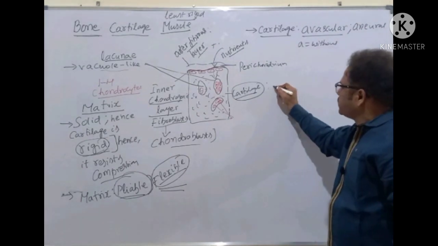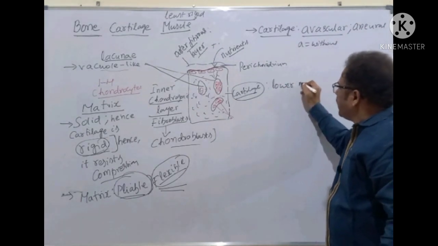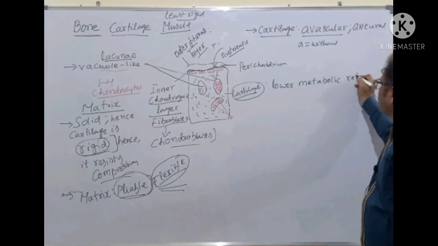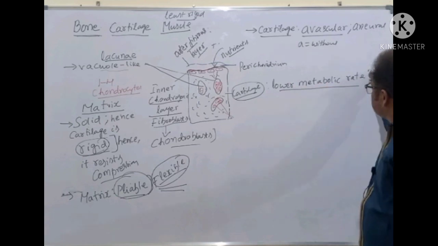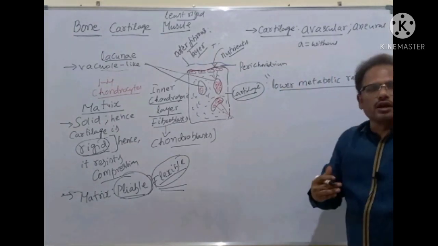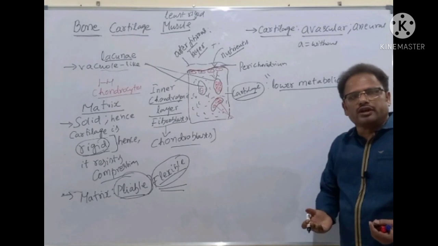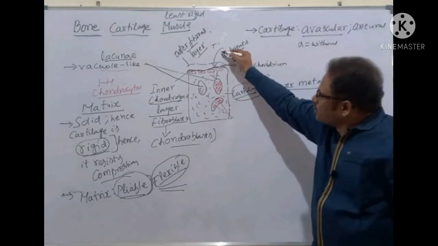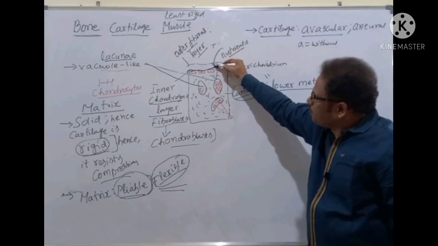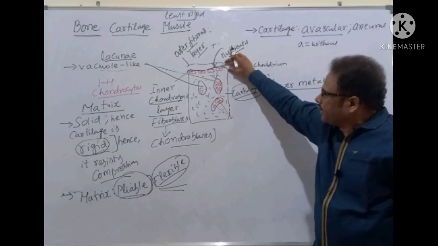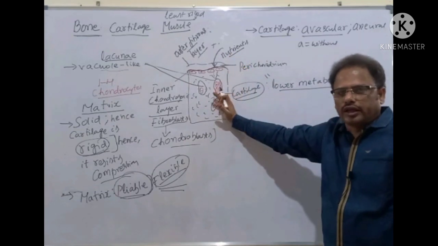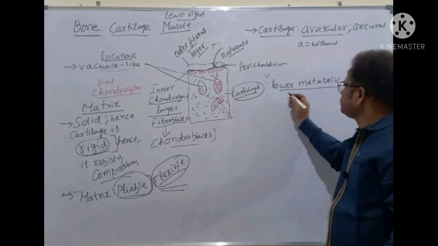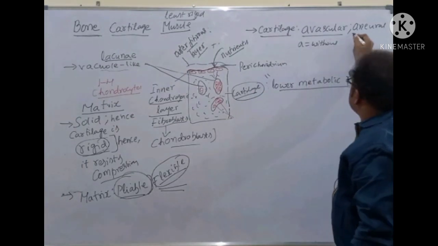Because the cartilage has a lower metabolic rate. When there is a lower metabolic rate, it demands fewer nutrients. Lesser metabolism demands lesser nutrients. That's why the little nutrients supplied to the cartilage through the perichondrium are enough for the cartilage. In this way, the cartilage is able to survive. Clear, students?